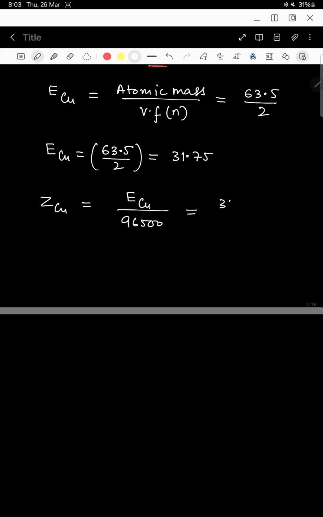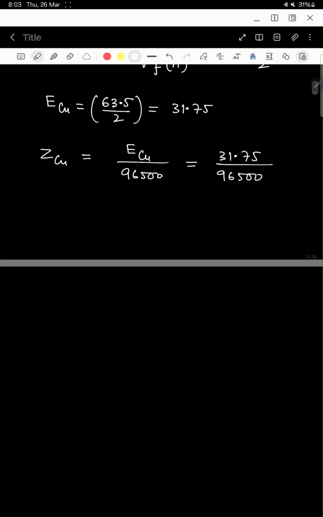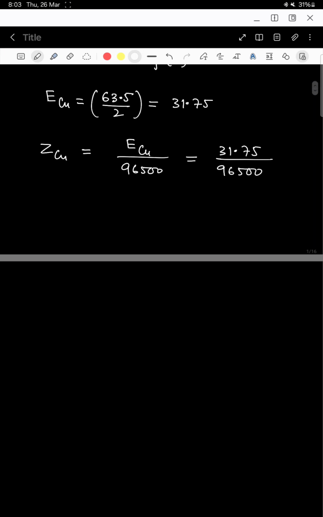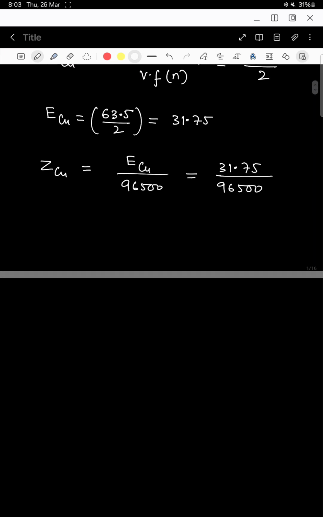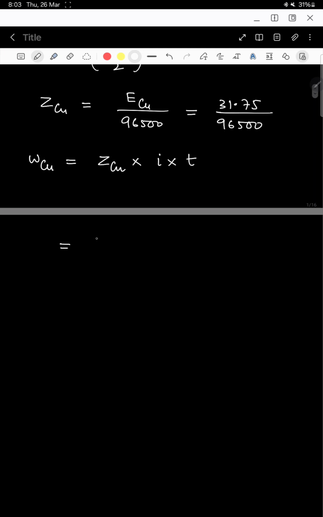So E was 31.75 divided by 96500. So that is the ECE of copper, the electrochemical equivalent of copper. Now we need to calculate the mass of copper. So mass of copper is electrochemical equivalent into current into time. So electrochemical equivalent we already know, 31.75 upon 96500. This is the electrochemical equivalent.